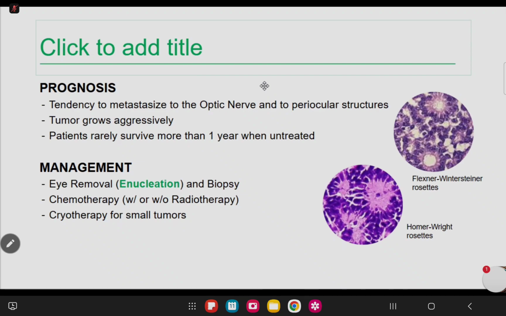Radiotherapy has declined use because of adverse effects to the children. Cryotherapy is used only for small tumors, but rarely done since usually here in the Philippines, patients are diagnosed late. In developing countries in general, the detection of retinoblastoma is usually late. So patients would already present with metastasis, no, their eye is already protruding before the detection.